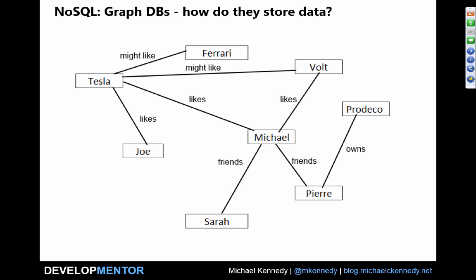Graph databases intuitively make a lot of sense, but people don't have as many uses for them as they do for regular databases. So we've got nodes in here, things like Tesla and Joe and Pierre and Volt and so on. Then you have relationships between them. And the relationships are almost the more important piece here, right? So I can say there's this Tesla, and if you like a Tesla, you might also like a Volt, or you might like a Ferrari. It depends on why you like the Tesla, I suppose. And maybe Joe and Michael both like the Tesla, and things like that, right? So this is interesting.